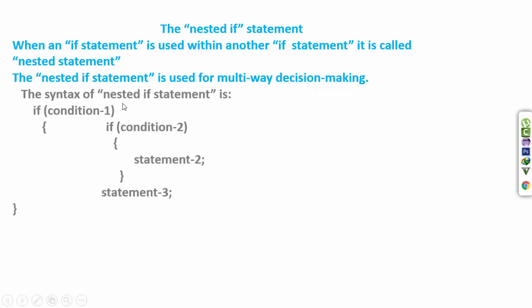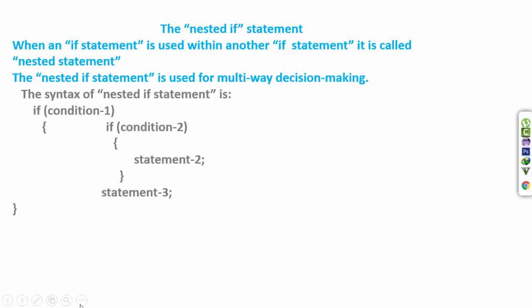The syntax of the nested if statement is: if condition 1, with another if condition 2. In this syntax, if condition 1 is true, the control shifts to the next if statement and condition 2 is tested. And if condition 2 is true, then statement 2 is executed. The control will pass to statement 3 and this statement will be executed.